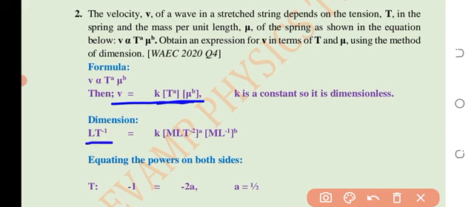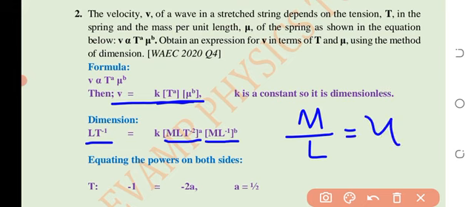That of tension, because tension is a force, the dimension of tension will be MLT raised to the power minus 2, while that of mass per unit length will be M L raised to the power minus 1. That is M over L. That is the dimension for mu. So that is what we have here.